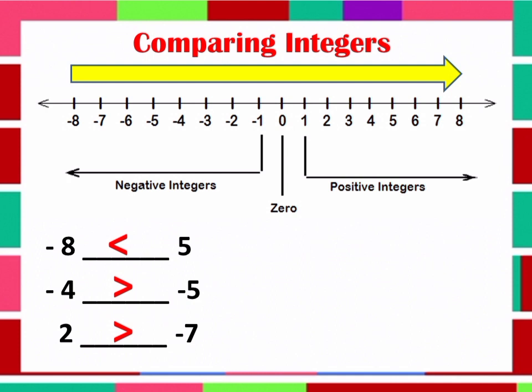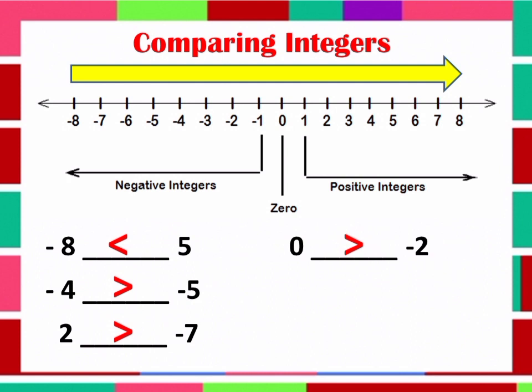Another one, 0 and negative 2. So, is it greater than, less than, or equal? So, the answer is greater than. So, kahit tingnan nyo sa number line, ang 0 ay nasa right side ni negative 2. And always remember that 0 is greater than any negative number.